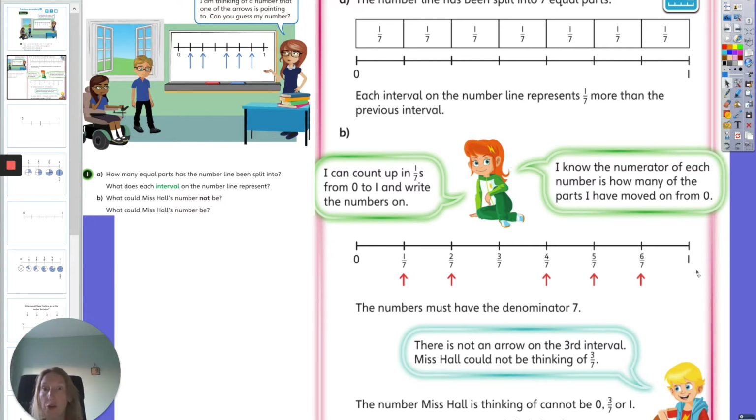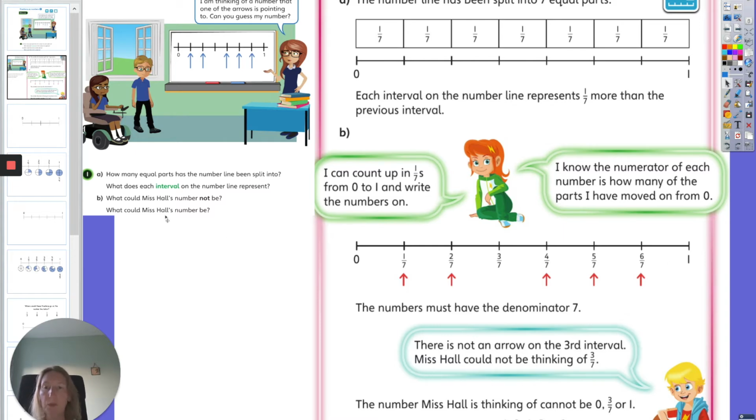So what could she be thinking of? What are the fractions that are left? Well, she could have been thinking of 1/7, 2/7, 4/7, 5/7, or 6/7. I hope that makes sense, Willow class.